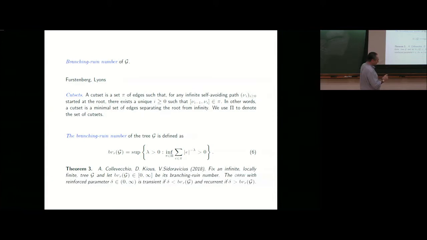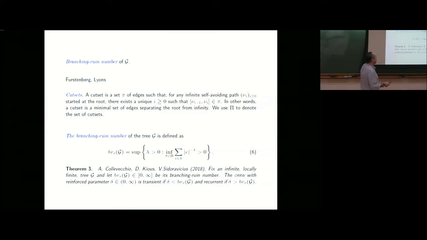And then the branching ruin number is the supremum over all lambdas such that this holds, if you look at this sum and take the infimum over all pi's, over all elements of the cut set. So that's the definition of the branching number. In particular, for example, if you have a regular tree, this branching number is infinity and it doesn't tell you much. And then we could prove a very general theorem.